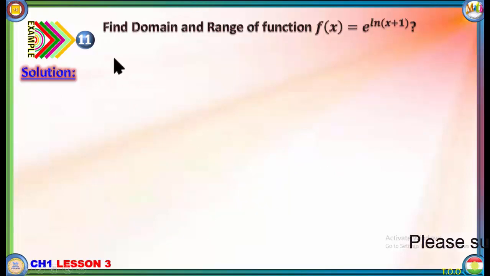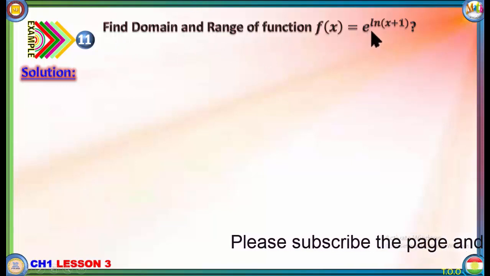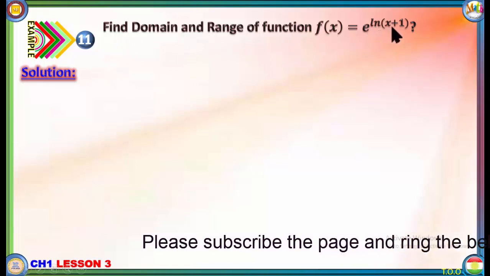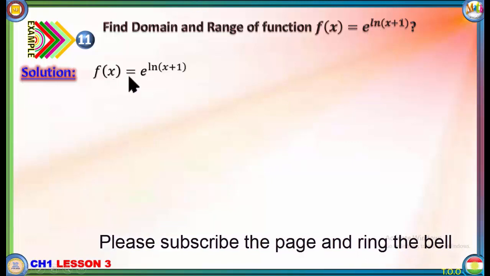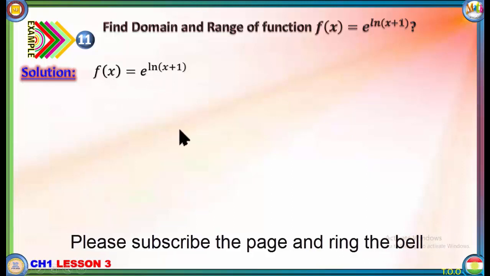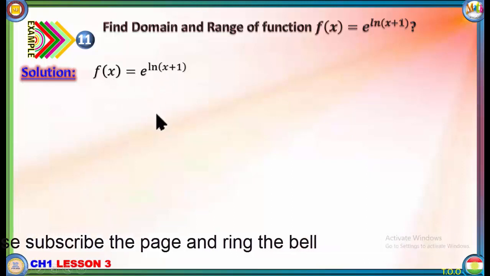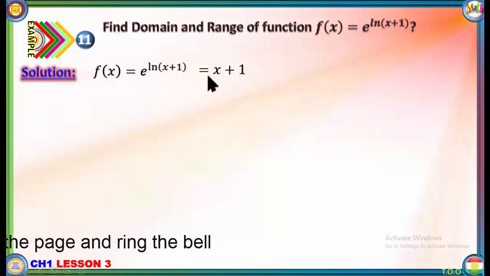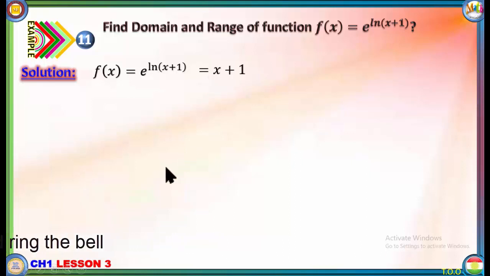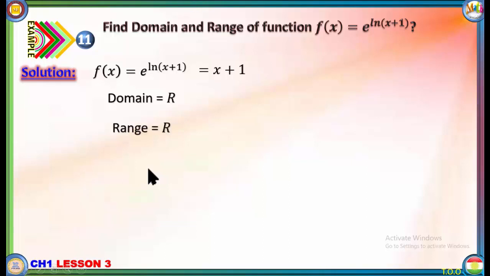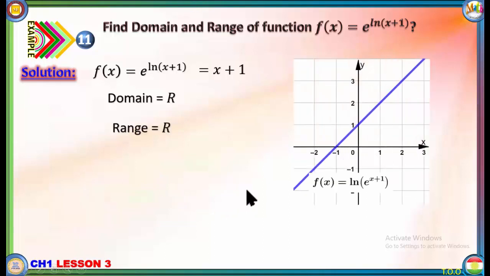Example number 11. Find the domain and the range of the function f(x) equals e to the power ln of x plus 1. By cancelling ln and e, f(x) is equal to x plus 1. Because this function is first degree, therefore the domain and the range are R, or all real numbers, because it is a line.